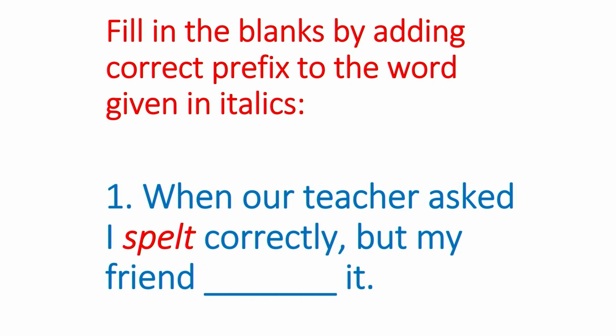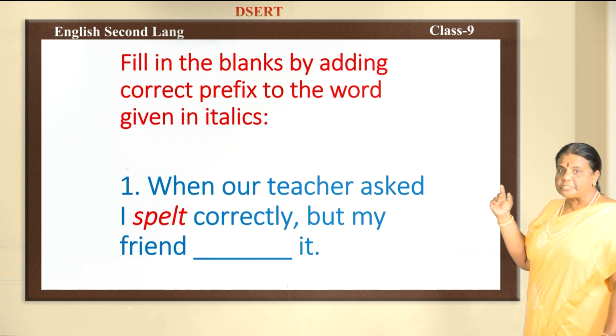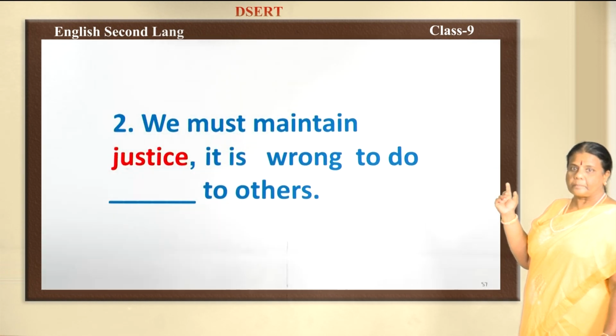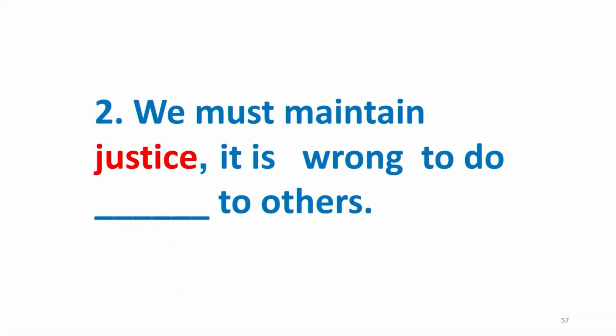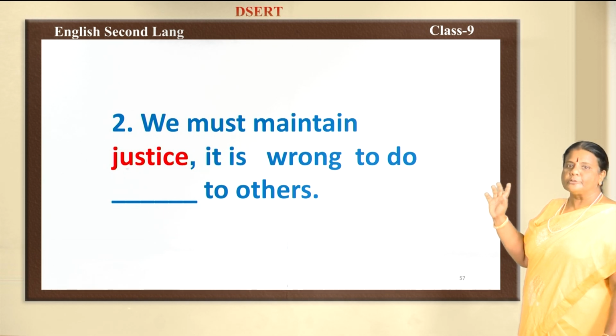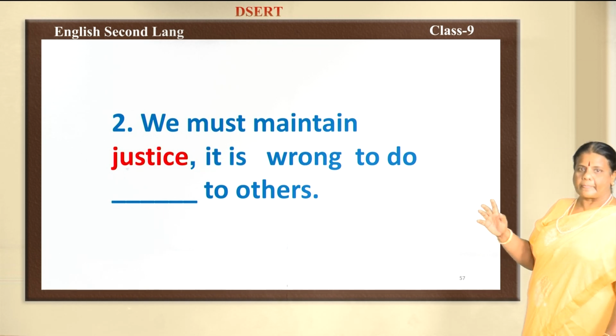The first fill in the blank is: when our teacher asked, I spelled correctly, but my friend dash it. Did you get it, children? Note it down in your book. The second fill in the blank: we must maintain justice. It is wrong to do dash to others. So find out the prefix of the word justice.